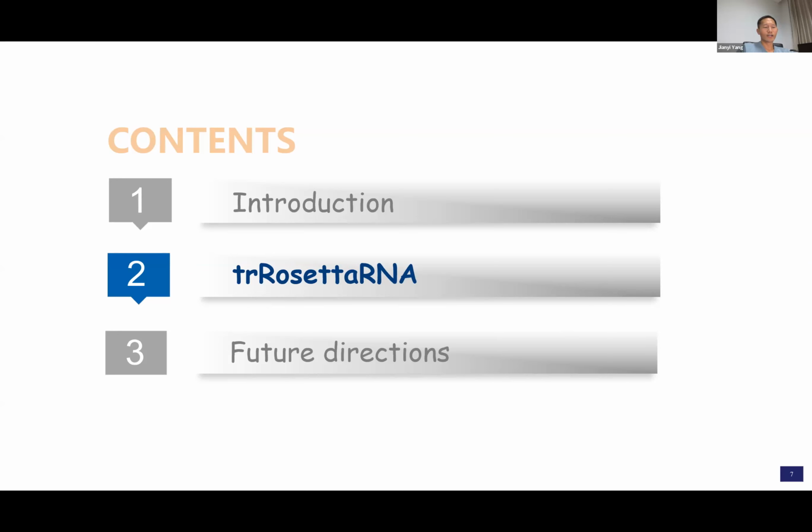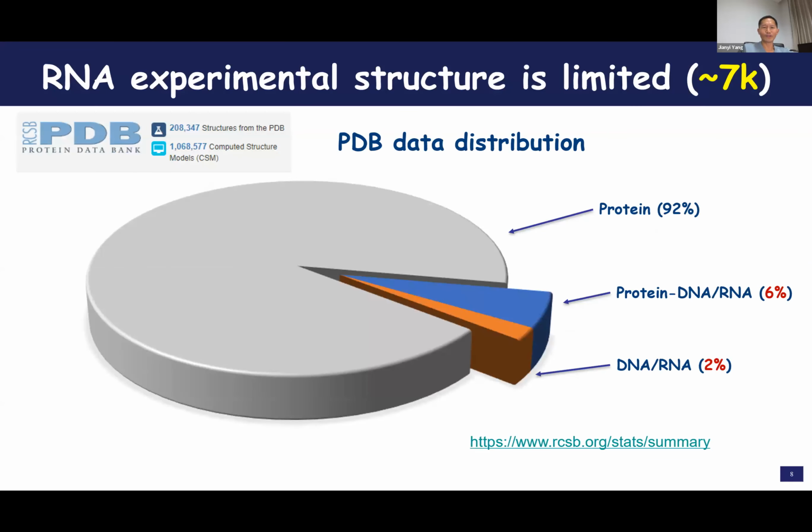As I said, trRosettaRNA is an extension of trRosetta. It's a two-step approach. But before that, I want to talk about the data. As I said, the network needs much data to train. Then how about RNA? All of you know the PDB data bank, where the gray part is the protein structure, which is more than 19%. However, for nucleic acids, the data is limited.